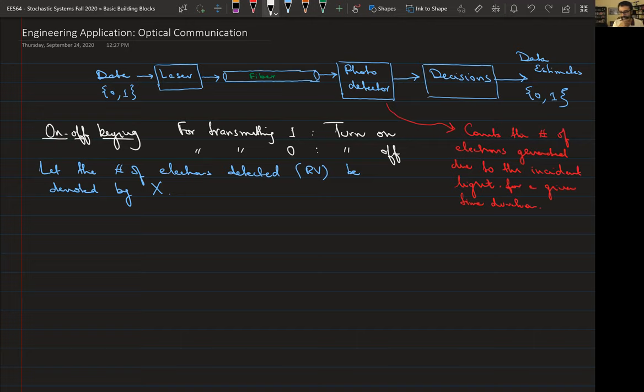So there is a Poisson model for this. However, the Poisson model is going to be different when a one is transmitted and is going to be different for when a zero is transmitted.